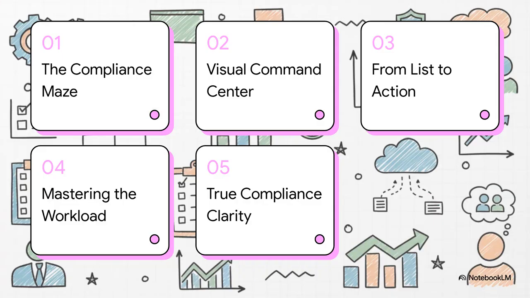All right, let's get into it. So here's how we'll break it down. First, we're going to get a little lost in what I call the compliance maze. Then I'll show you the way out with a visual command center. After that, we'll see how to go from a simple list to real action, figure out how to master the workload, and finally get to a place of true compliance clarity.